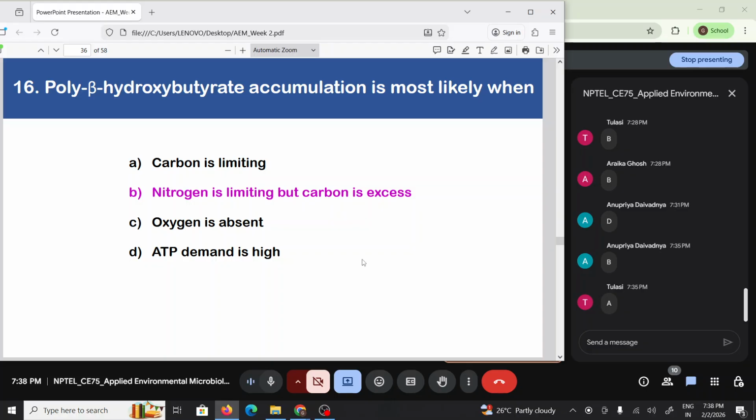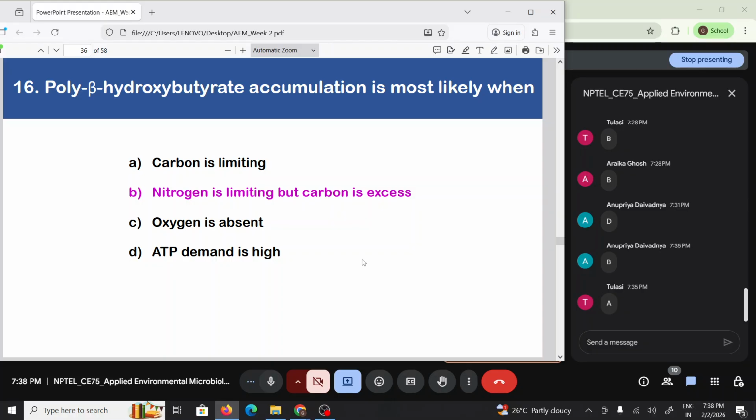When you talk about this oxygen absence, this is not very predominant. Oxygen being absent is not the most likely scenario where PHB is produced. And finally, PHB is itself an energy storage component. So when the ATP demand is very high, a cell will not produce an energy storage component. Rather, whatever energy storage component is already produced could be broken down because the ATP demand is high in the system. So that is the wrong option as well.